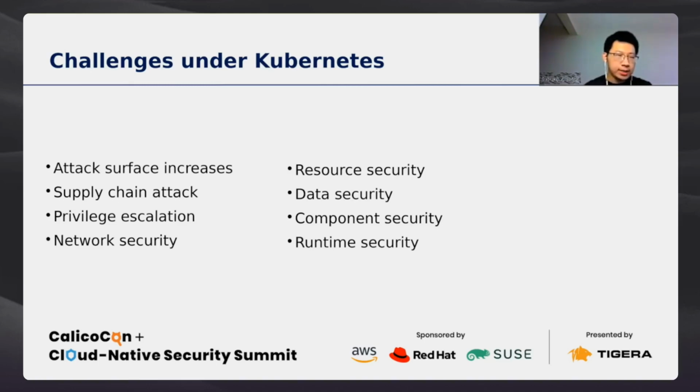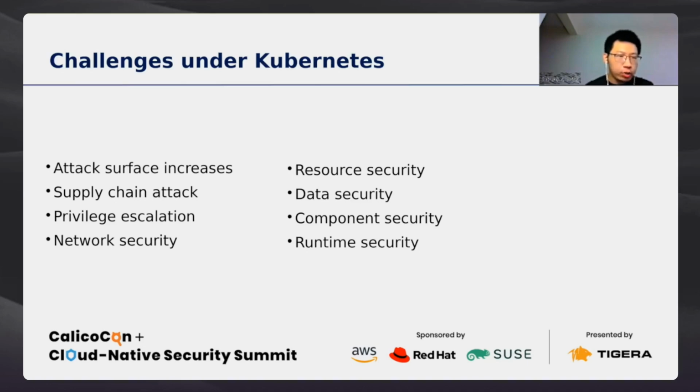The second one is supply chain attack. All applications in Kubernetes are delivered through container images. The container image contains the application and the runtime environment it needs to run. When building a container image, it's usually necessary to use a base image, but it's not easy to keep its security, and it's easier to suffer supply chain attacks.